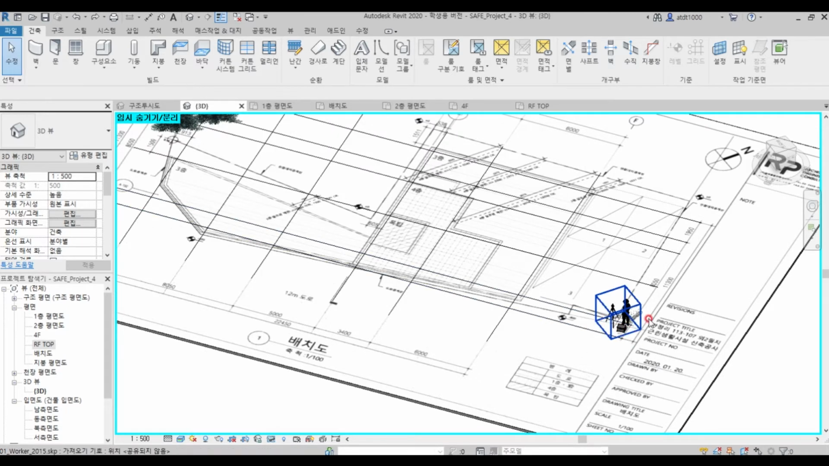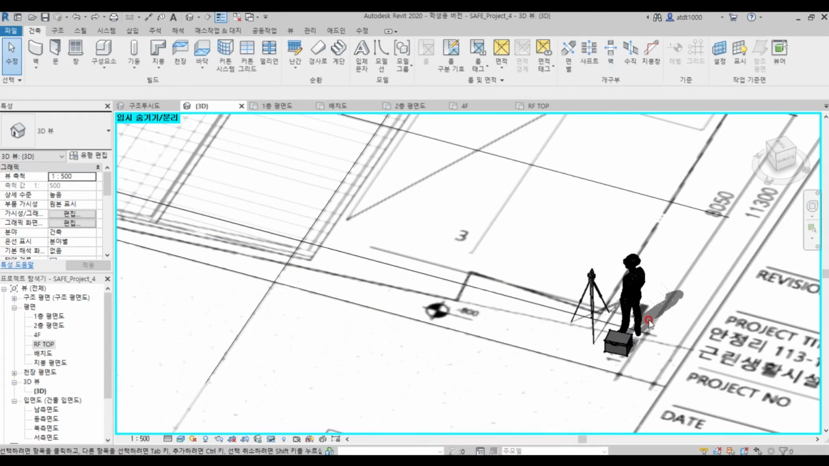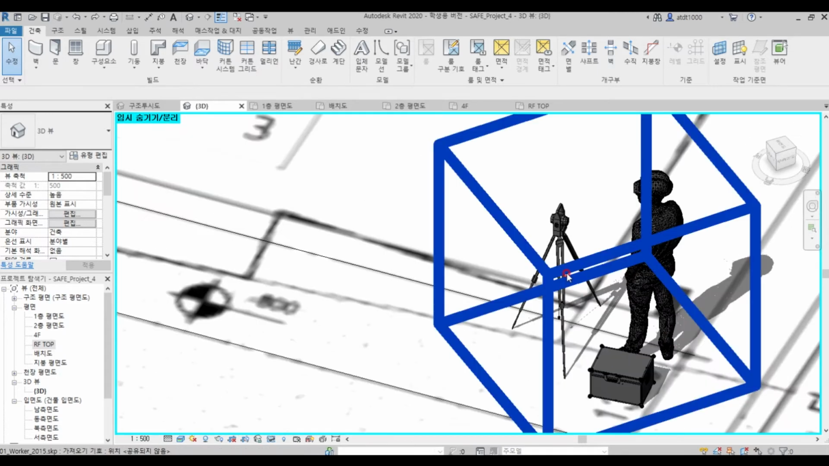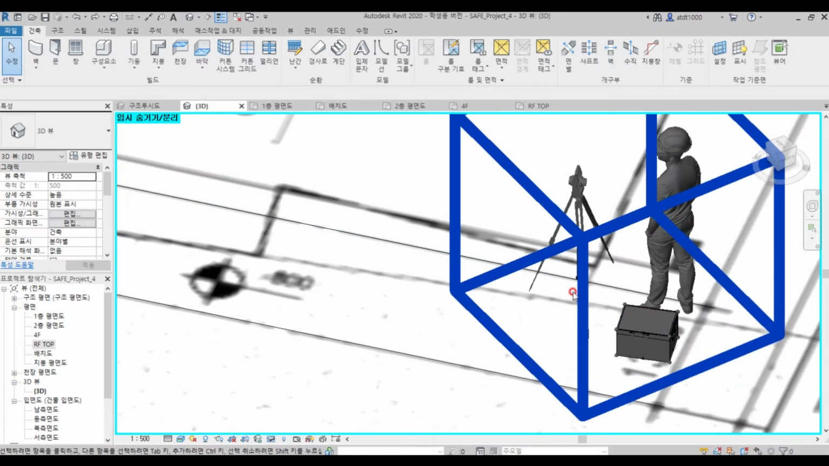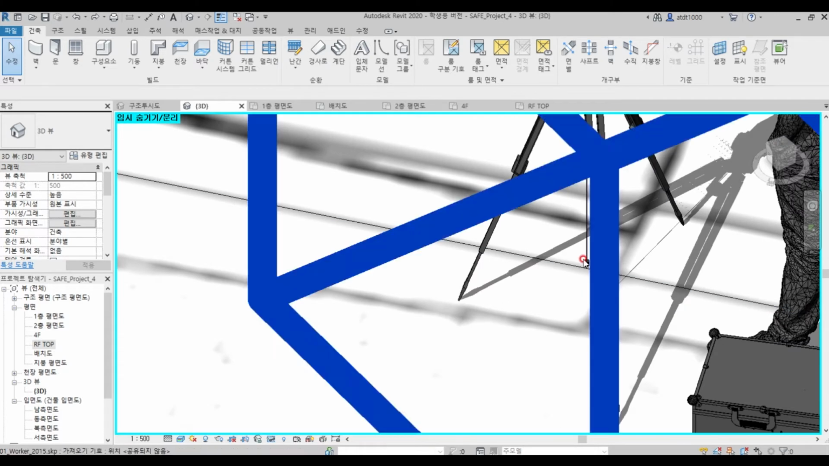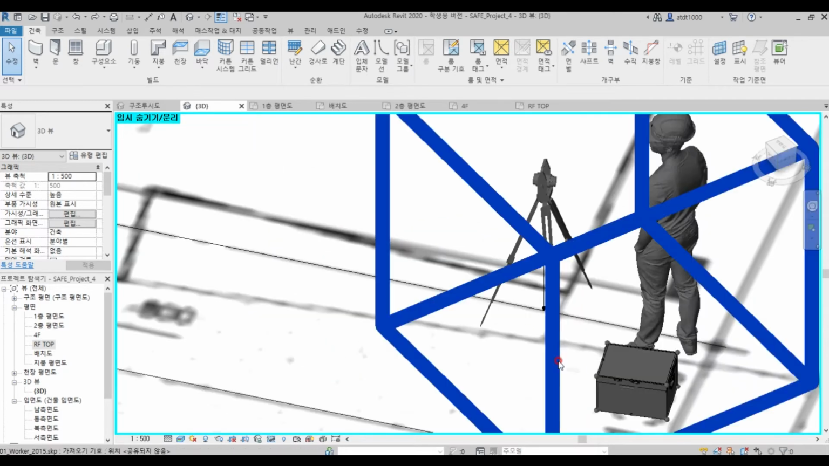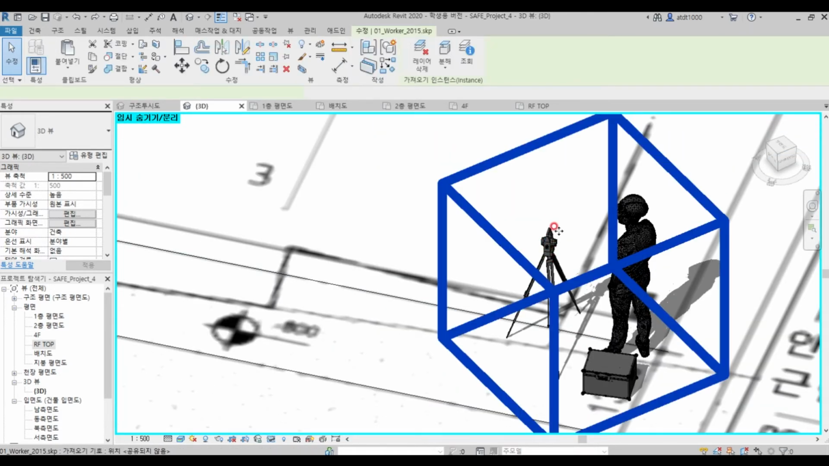And install the surveying instrument on the BM point using GPS equipment. The plumb bob on the surveying instrument should be vertical to the BM point to install it correctly.